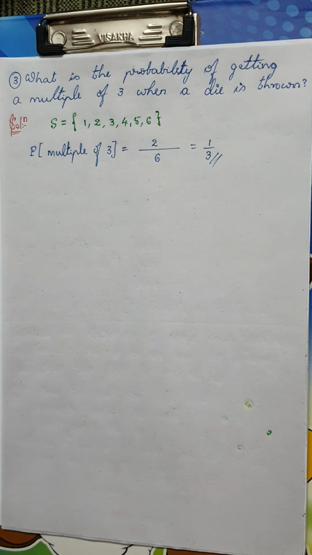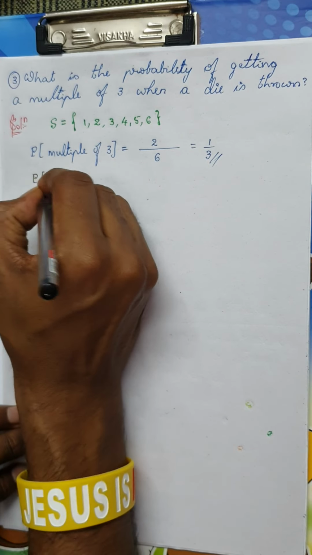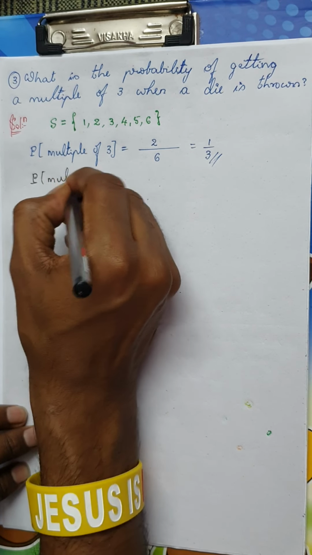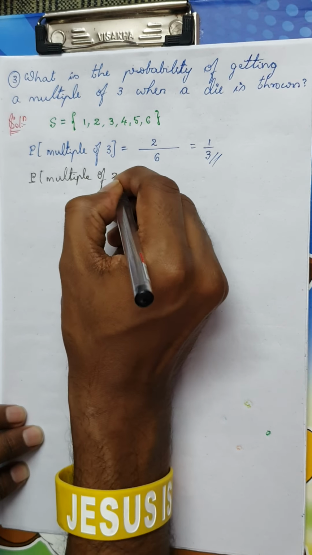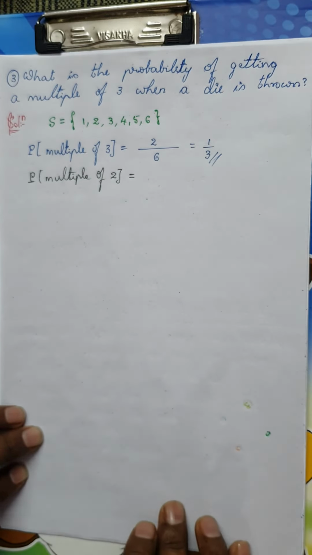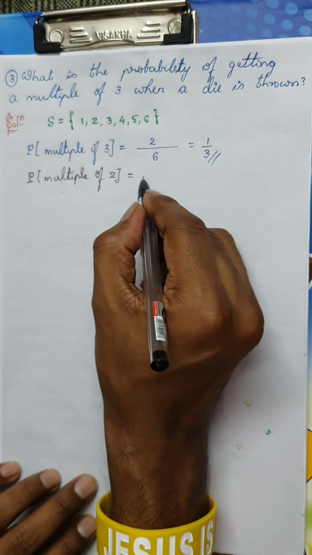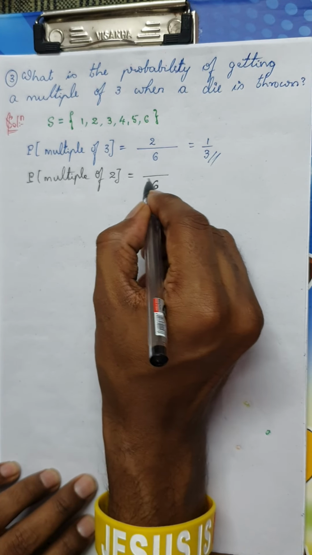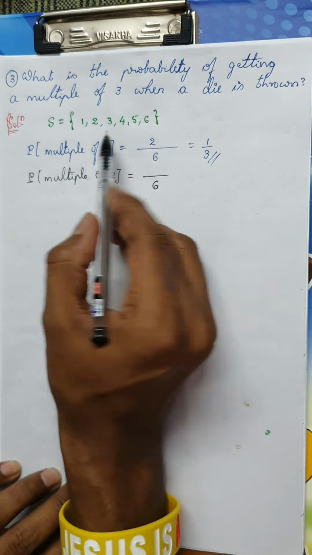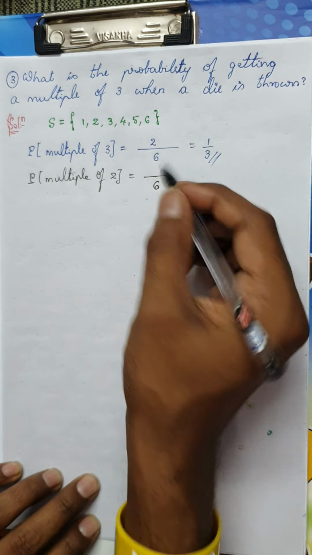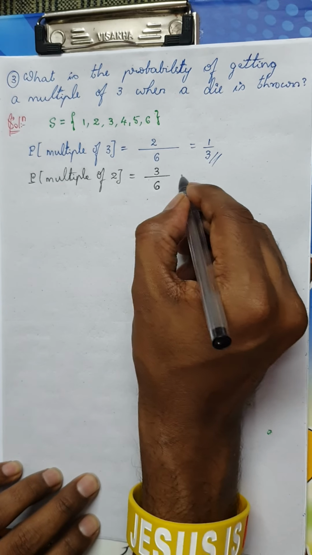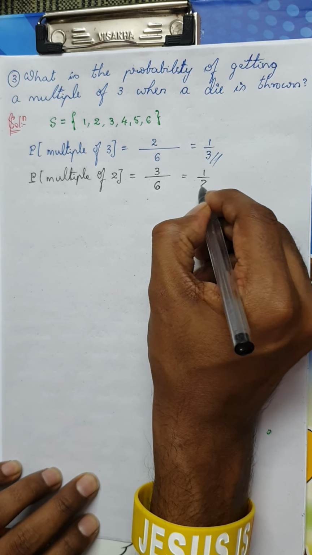In case they may ask you the same question, what is the probability of getting a number which is a multiple of 2? For a multiple of 2, total possible chances are 6. What are the multiples of 2? Multiples of 2 means even numbers. So it is 2, 4, 6. It is 3 by 6, that is nothing but 1 by 2.